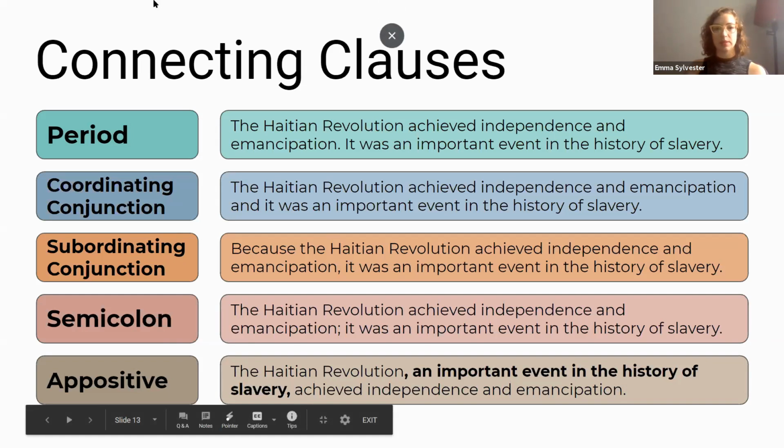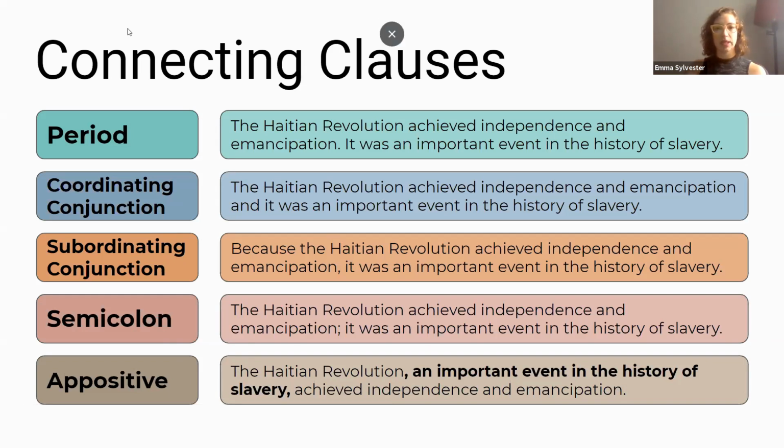Any questions about these ways to connect clauses? Feel free to write in the chat if anything comes up. All clear? Okay.